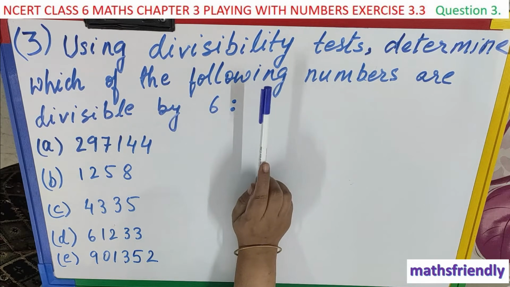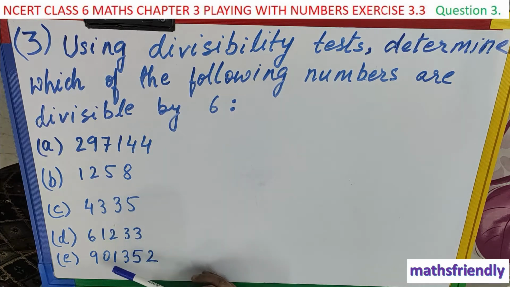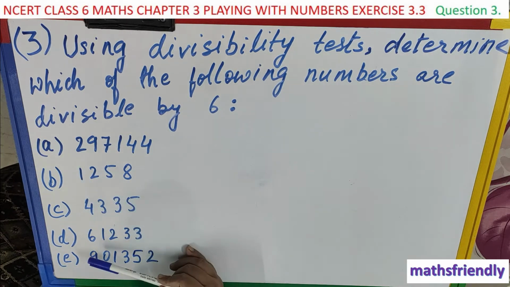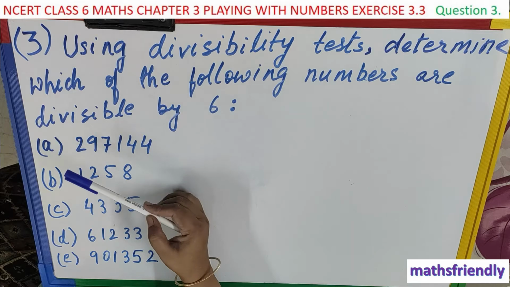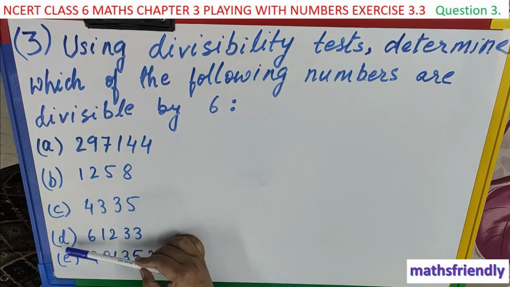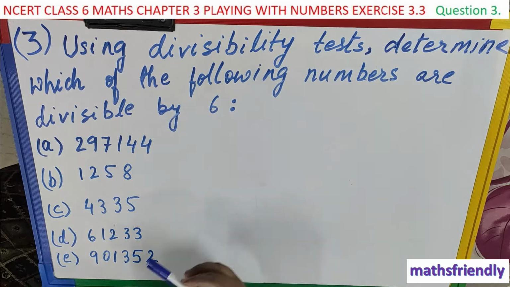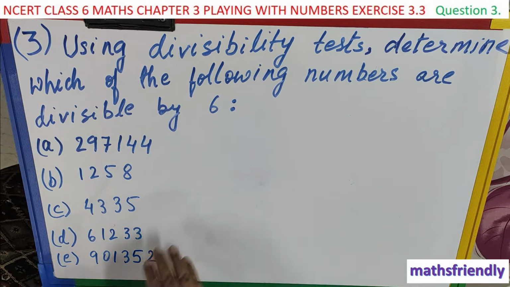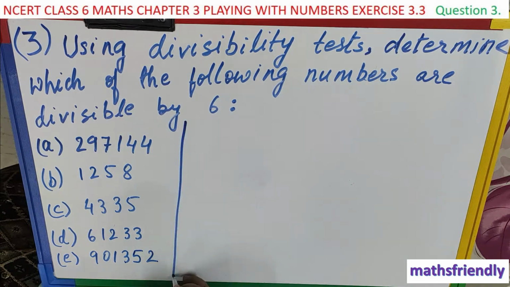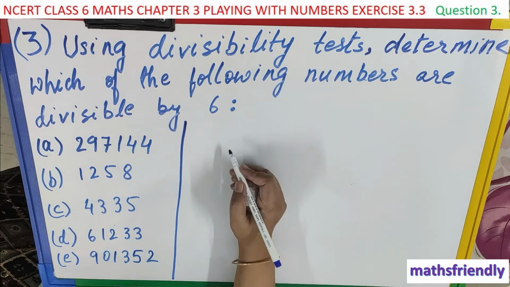Using the divisibility test, we have to determine which of these numbers are divisible by 6. In the book, there are more questions, A, B, C, D and E. Up to E I have written, but in the book it is up to J. But there is less space, so I have written up to E. After solving these questions, I will do up to J also. Okay, so now let us start with question number A.